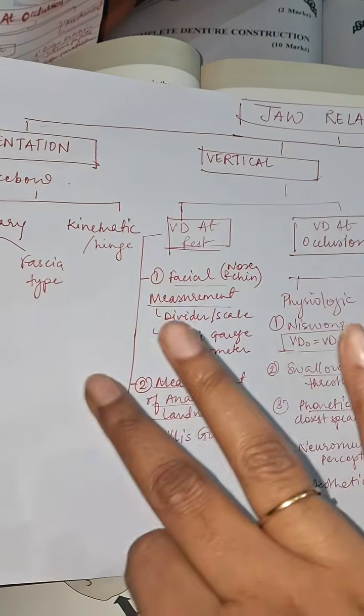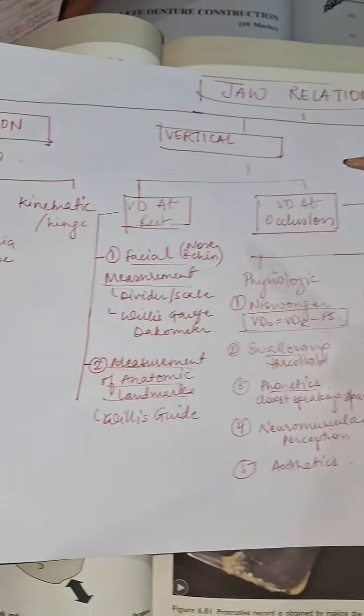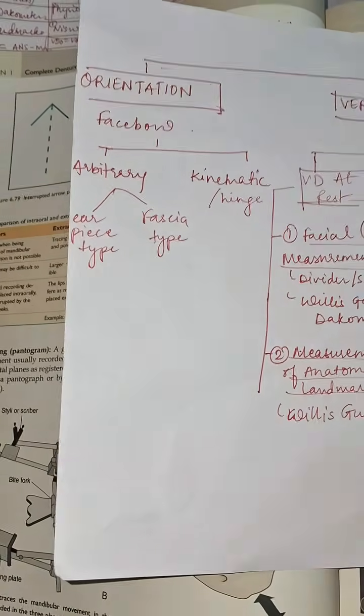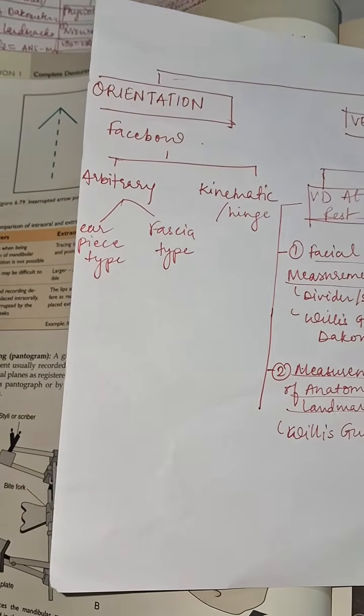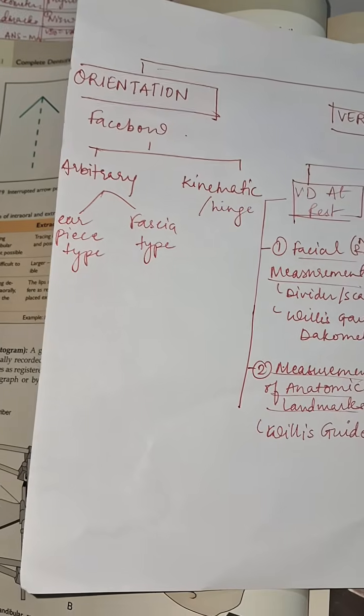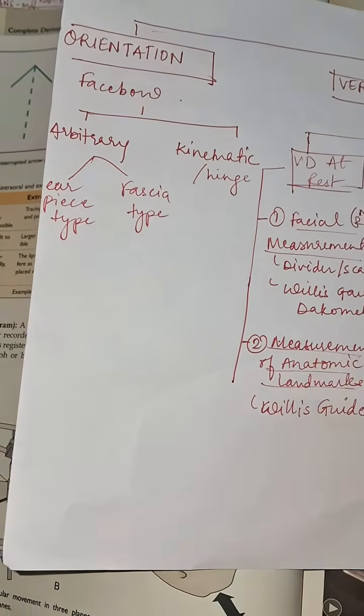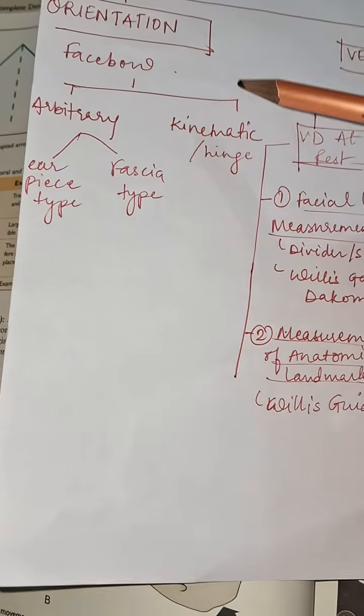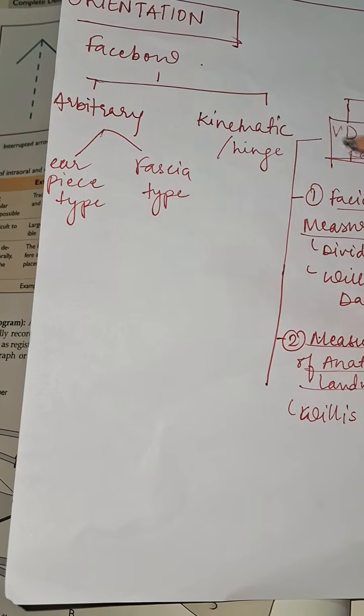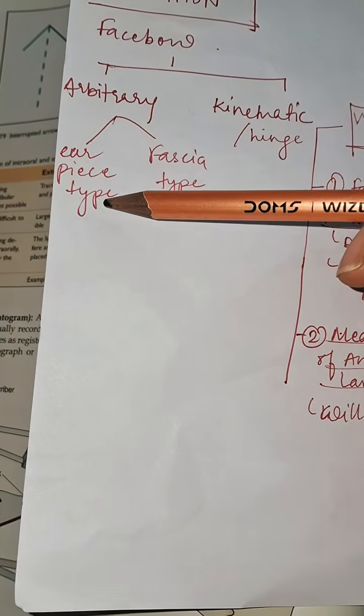So there are three relationships that we record: orientation, vertical, and horizontal. The first relation that we record is always the orientation relation, which is recorded by face bow. That gives us the relationship of the maxilla with the base of the cranium or the skull. Face bow is of arbitrary type and kinematic or hinge type. Arbitrary type has earpiece type and fascia type.